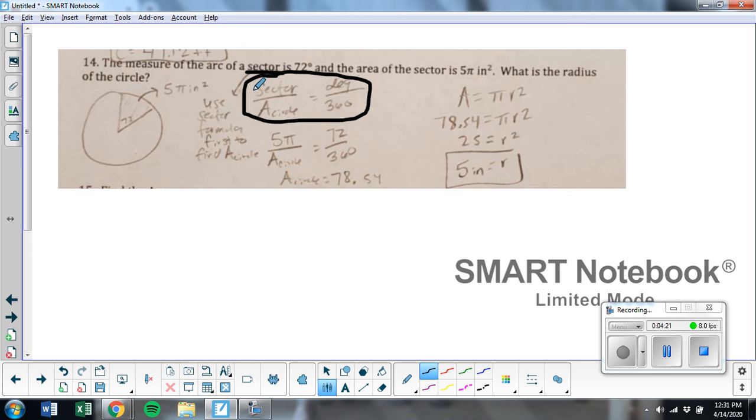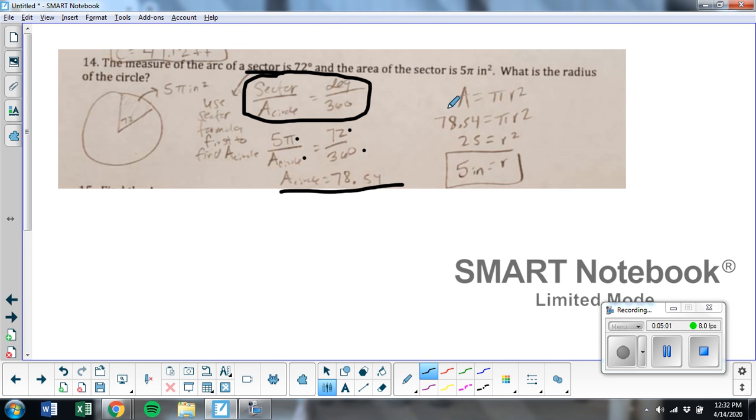The area of the sector, like the piece of pie, over the area of the whole circle, equals the degree of the sector part over 360. They told me the area of the sector was 5 pi, so I put 5 pi right there. Area of the circle, we're not sure, so I left it as area of the circle. The degree in the directions was 72, over 360. If I cross multiply, 5 pi times 360 equals 72 times A, I end up getting 78.54 as the area of the circle.